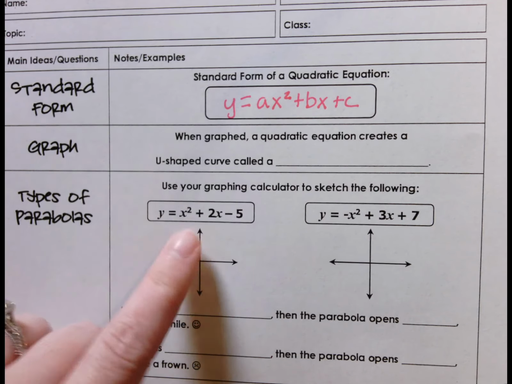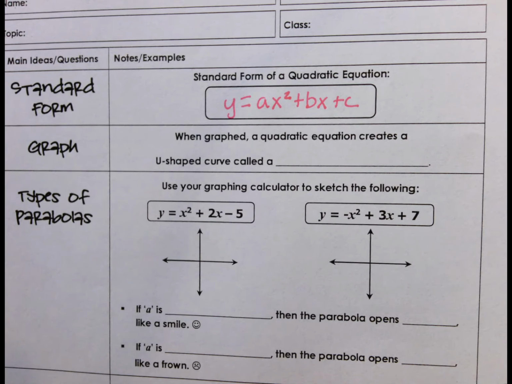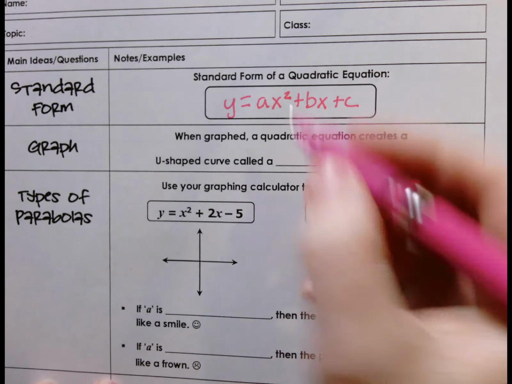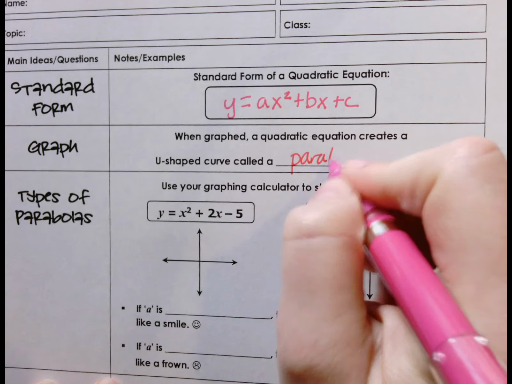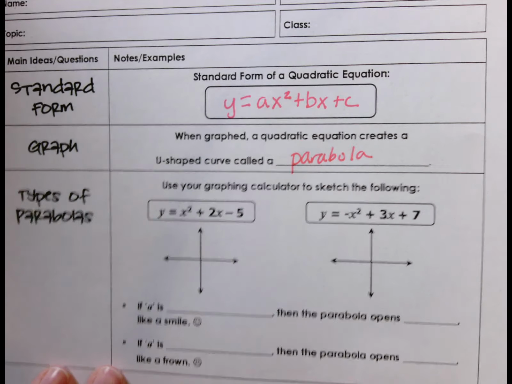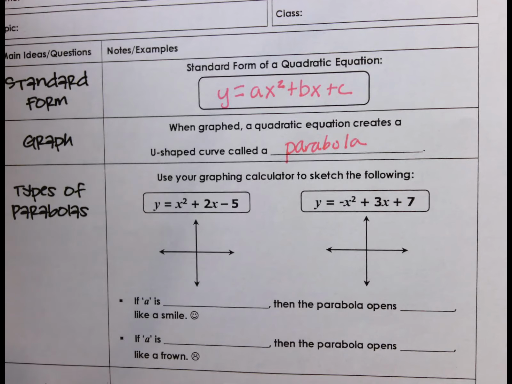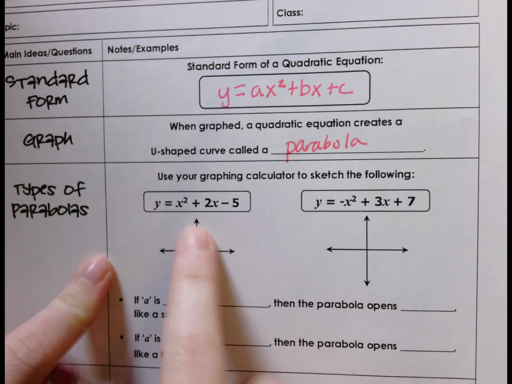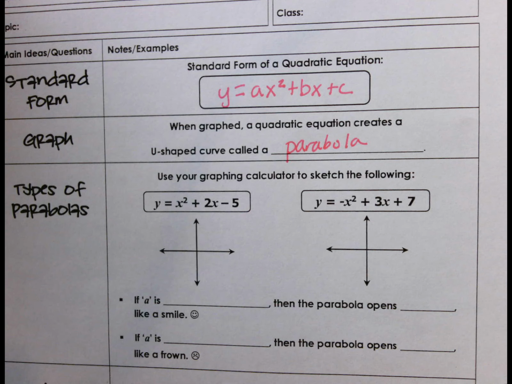We also talked about at the beginning of the year that when we graph a quadratic equation, it creates a U-shaped curve and it's called a parabola. Okay, so that is the basics that we've already covered. So if you were to plug into your calculator a quadratic equation, for example, if I plug in x squared plus 2x minus 5, I'm going to get a U-shaped curve.